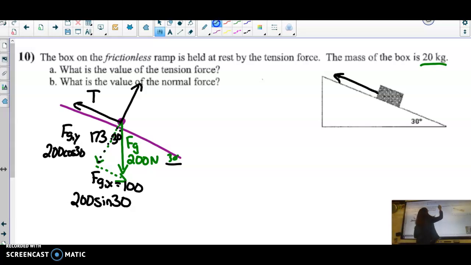Now, again, this is in equilibrium. So the x's and y's have to balance. In this case, for my normal force, that is going to balance with the y part of gravity, because that's my y direction in this case. So my normal force is going to be 173 newtons. And my tension force here is in the x direction, and this is the other force in the x direction. So those two actually need to balance. So the tension would be 100 newtons in that case.